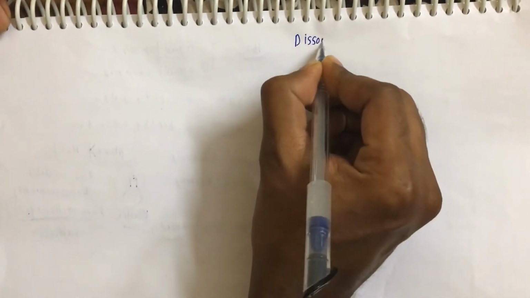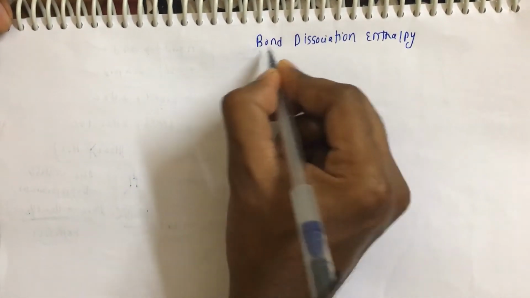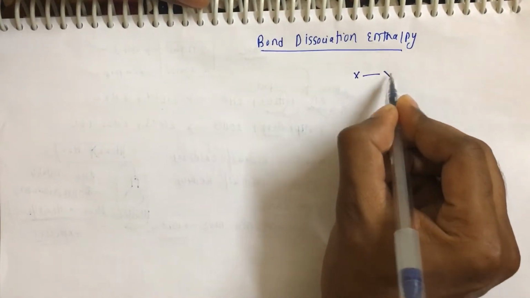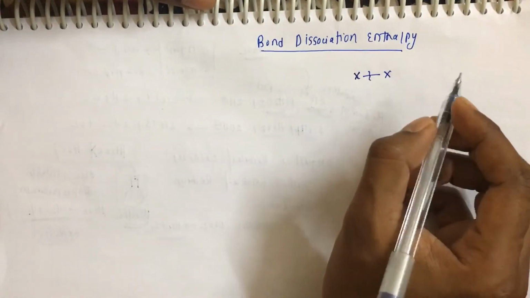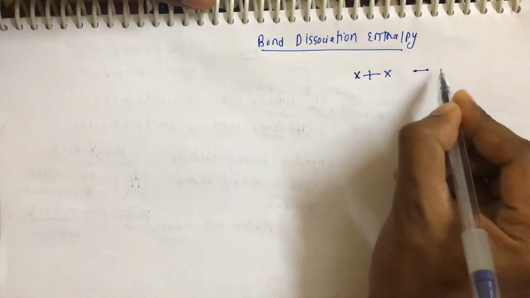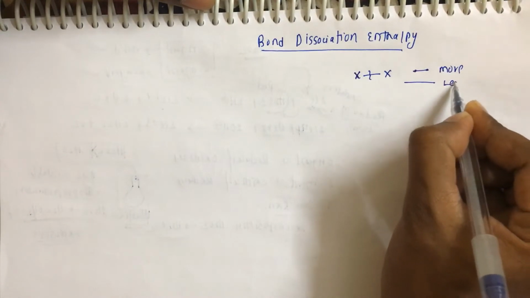The next point is dissociation energy, the bond dissociation enthalpy. So what is bond dissociation enthalpy? There is a bond, and the energy required to break this bond is called the bond dissociation energy. If the bond length is smaller, we need more energy, and if the bond length is bigger, we need less energy.